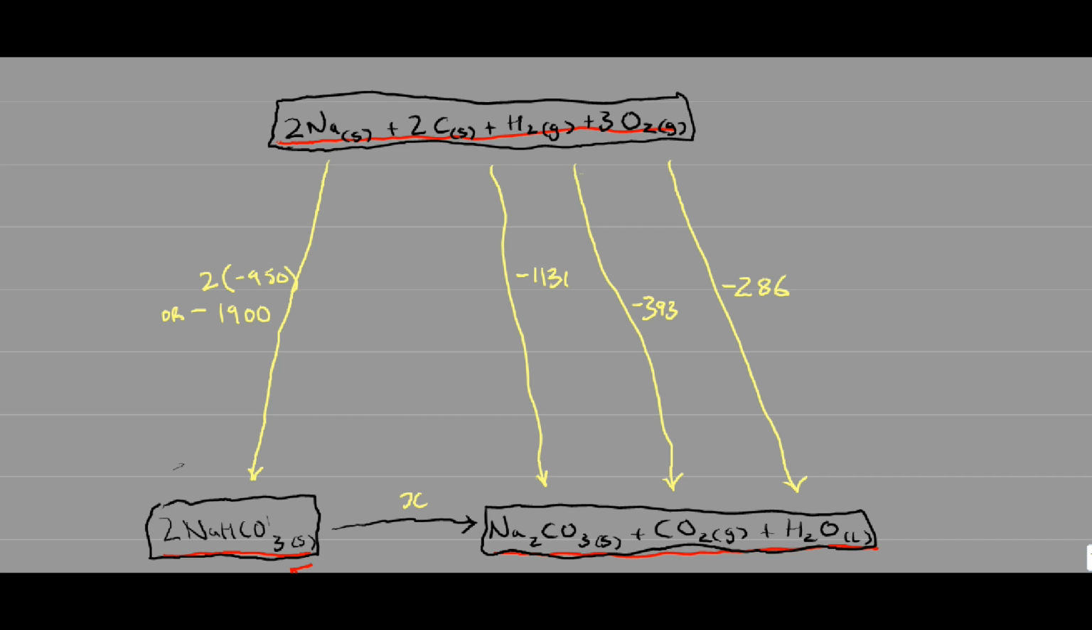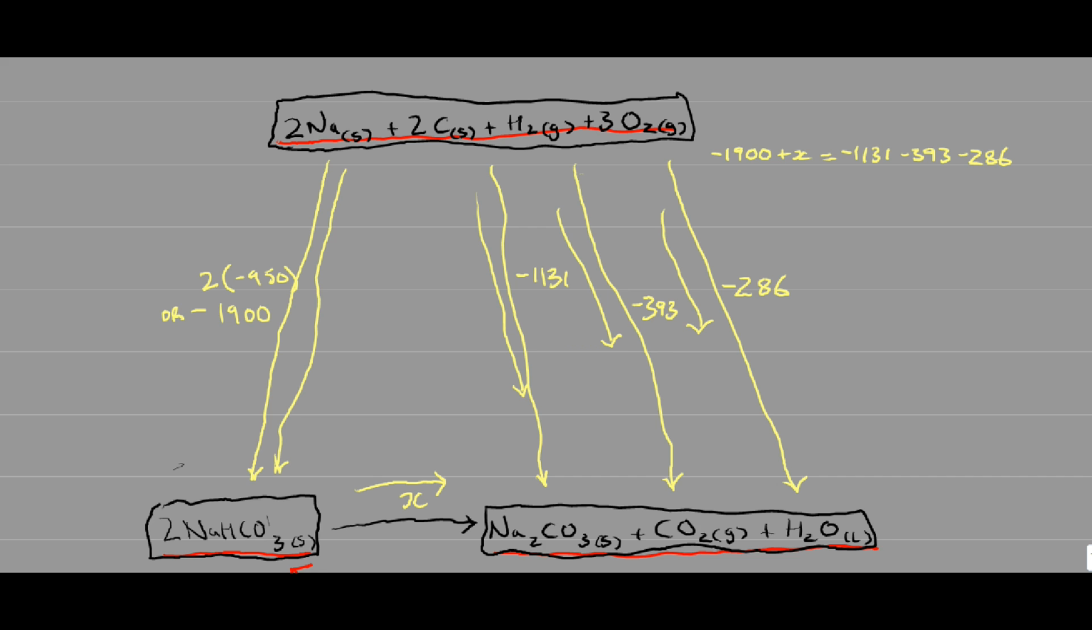So this line plus this line equals this line plus this line plus this line. So let's enter that up here. Minus 1900 plus X equals minus 1131 plus minus, which is a minus 393, minus 286.